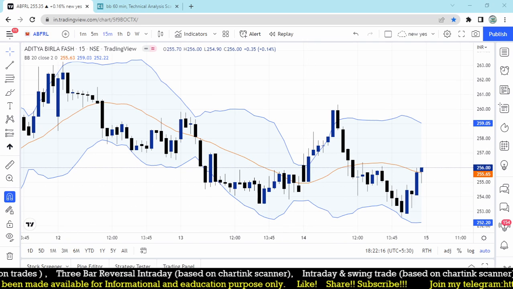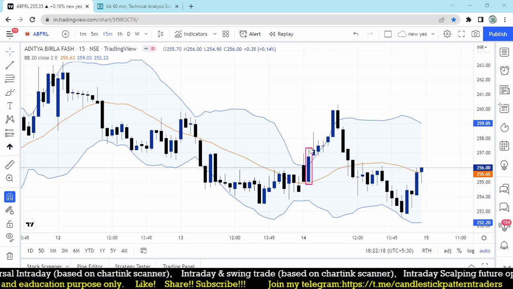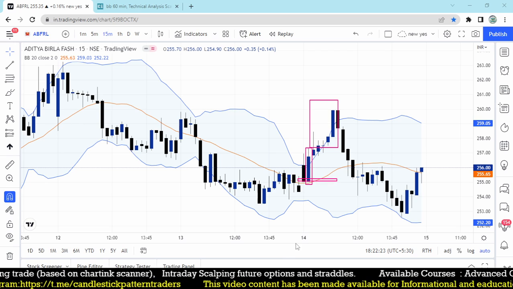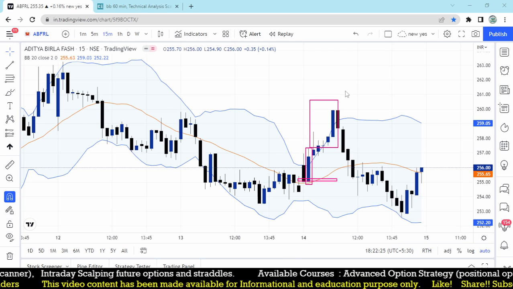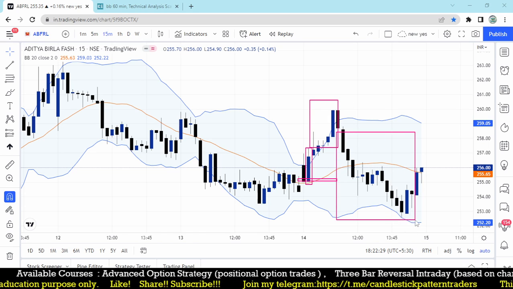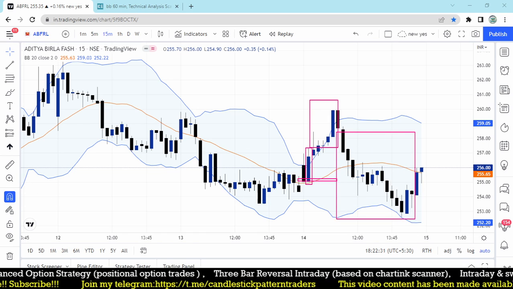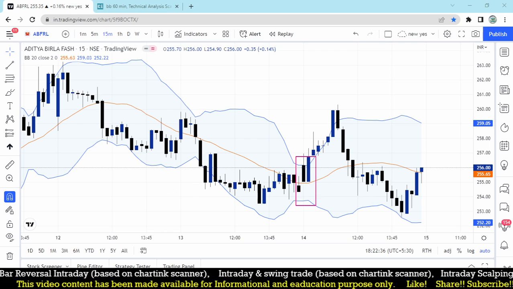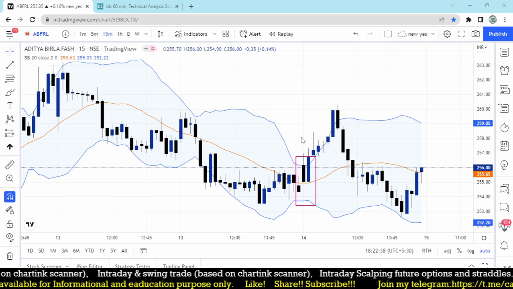Once it breaks the high, it continues the trend somewhere. So in intraday, you should keep the stop loss below the low of the candle, and after it moves 1:1 or whatever the target, it triggers your stop loss and comes back down. And you can see the Bollinger Band. We are finding the Bollinger Band narrow range. That is the key.